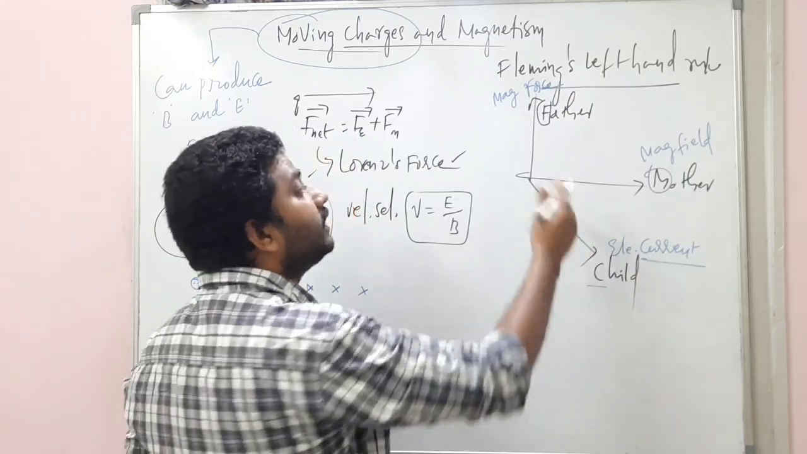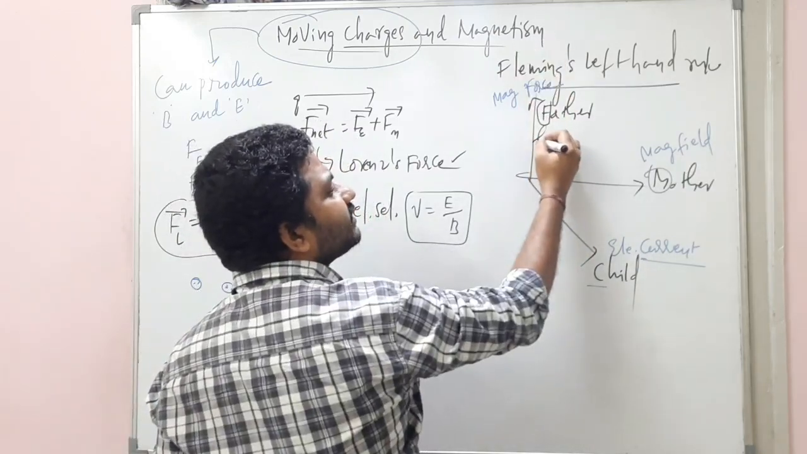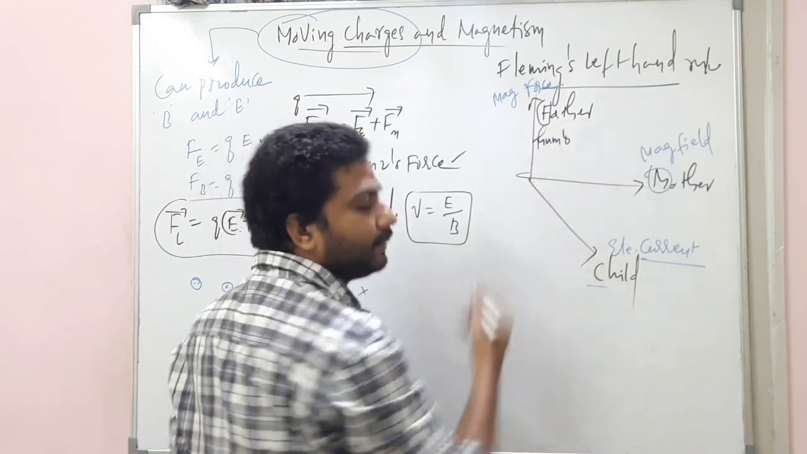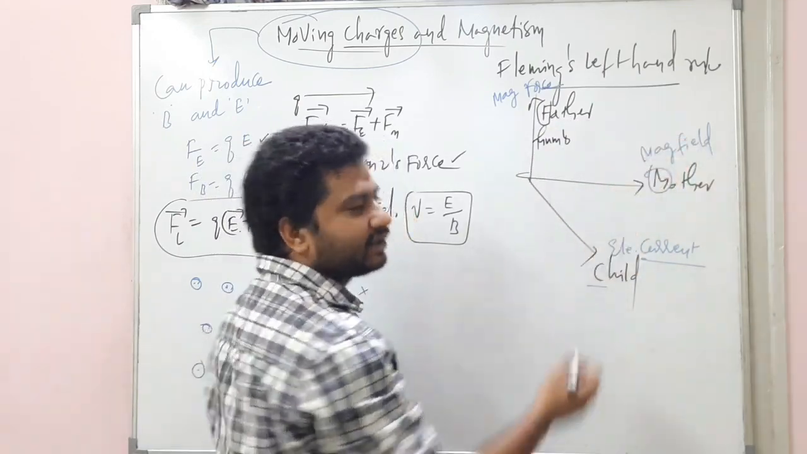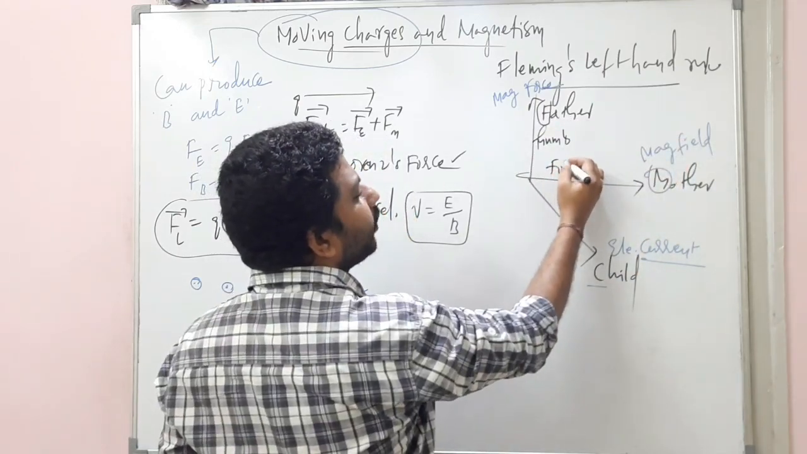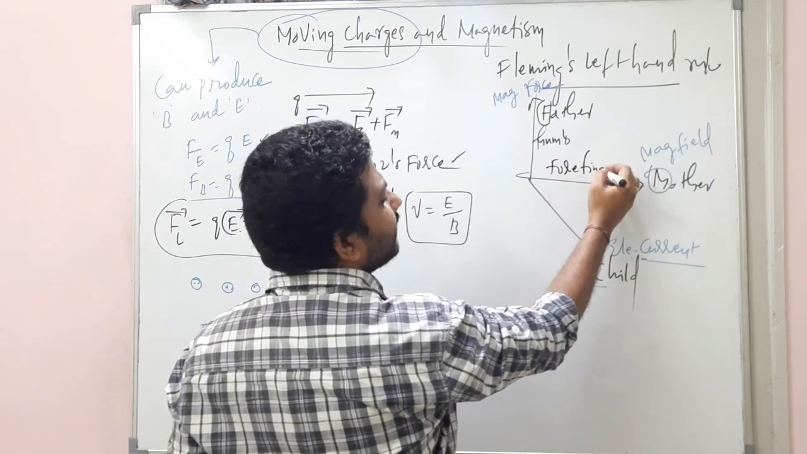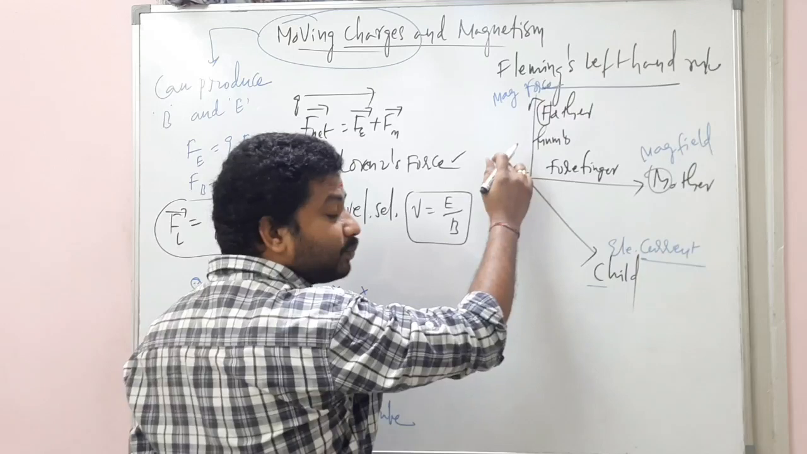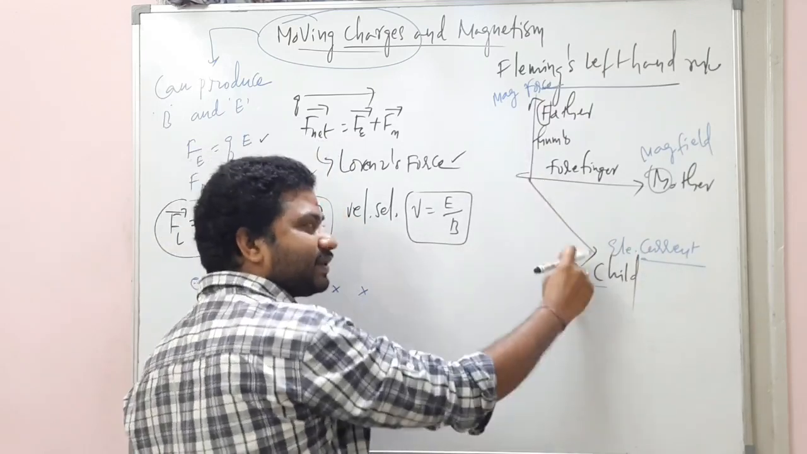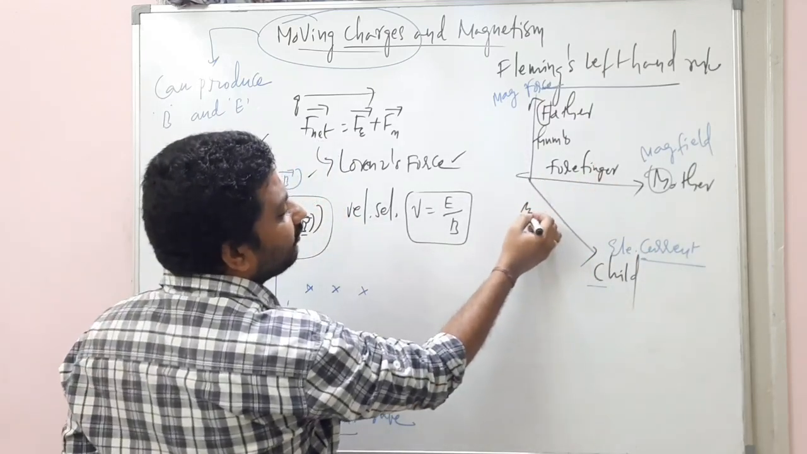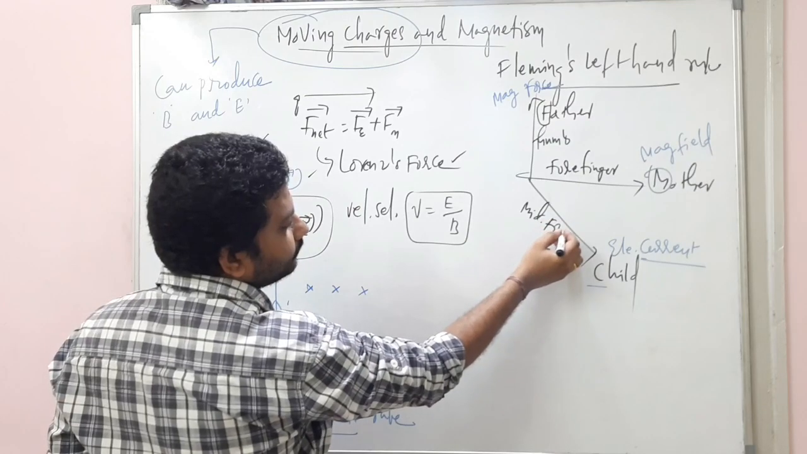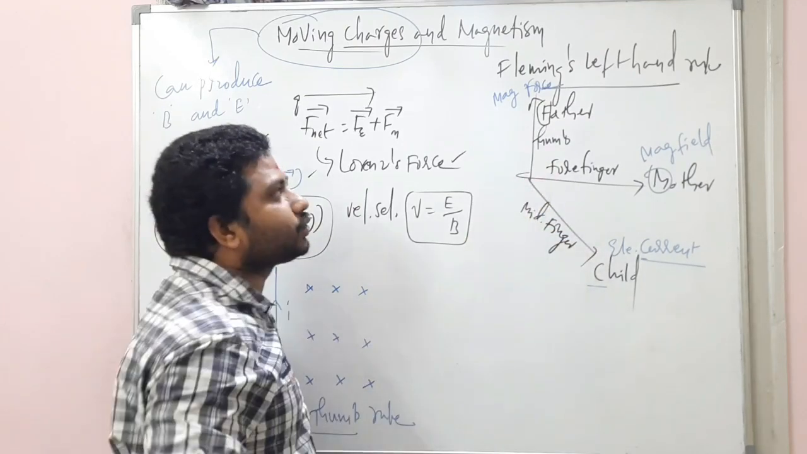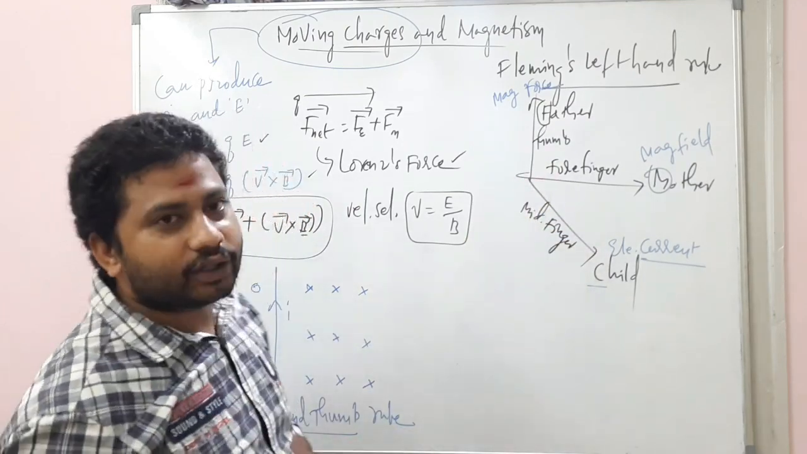And observe here, the magnetic force is represented by the thumb. The magnetic field is represented by the forefinger, my dear students. And the current, or the motion of the positive charge, is represented by the middle finger, my dear students. Alright, so this is Fleming's left hand rule.